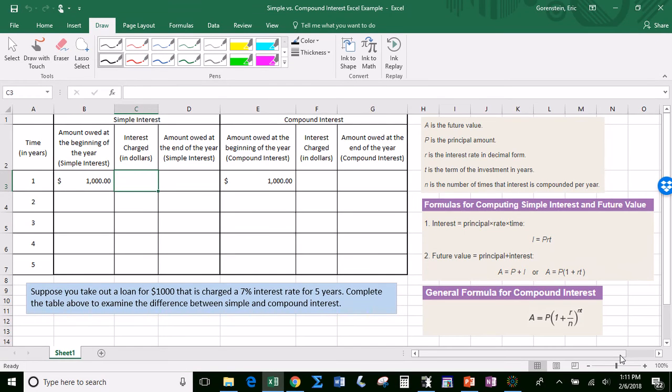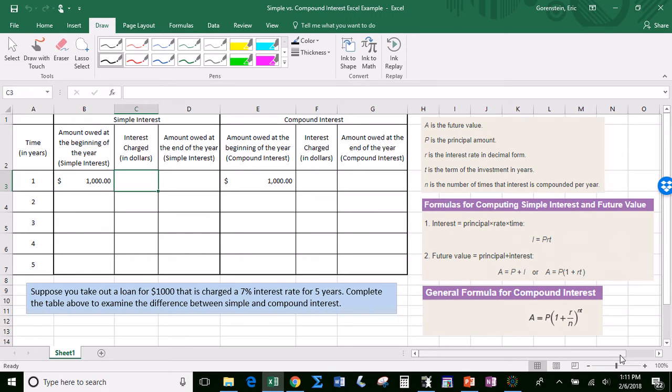All right, the purpose of this video is to emphasize the difference between what happens to money, whether it's money owed or money earned, when it's being affected by simple interest versus compound interest.